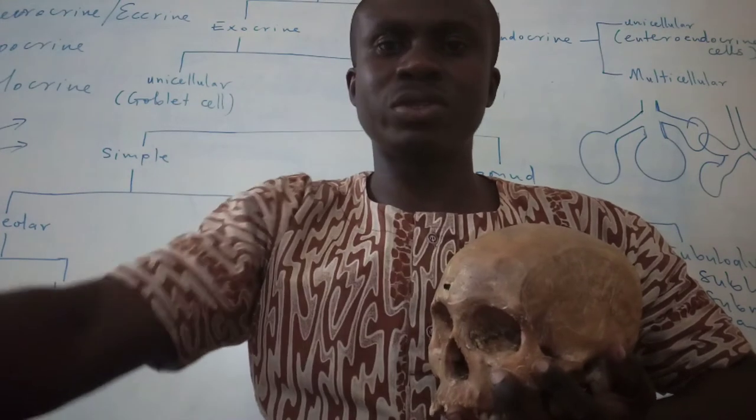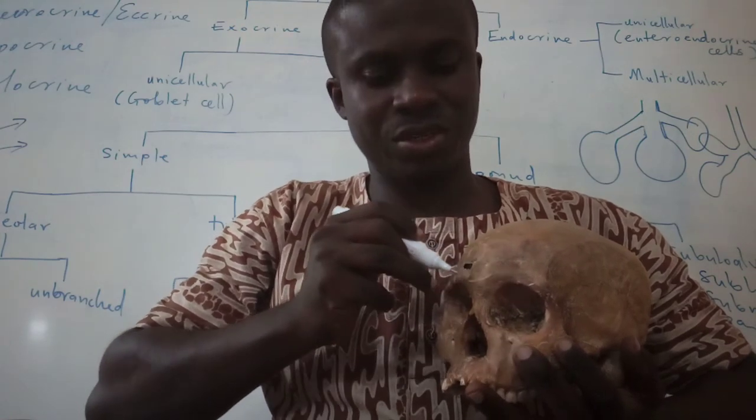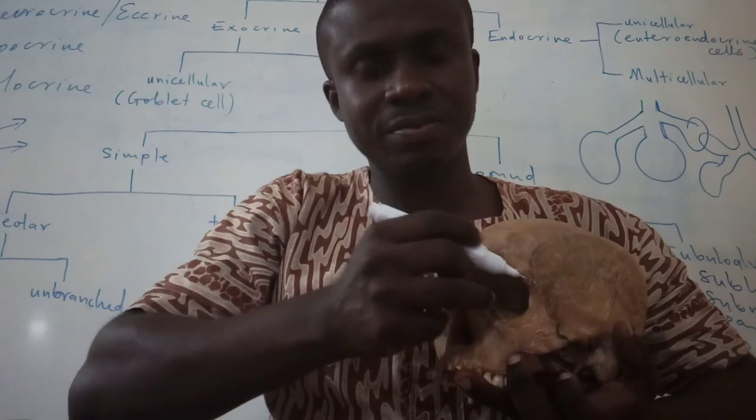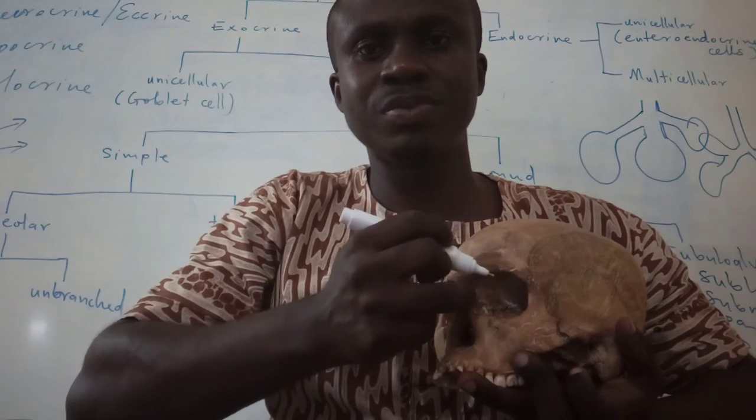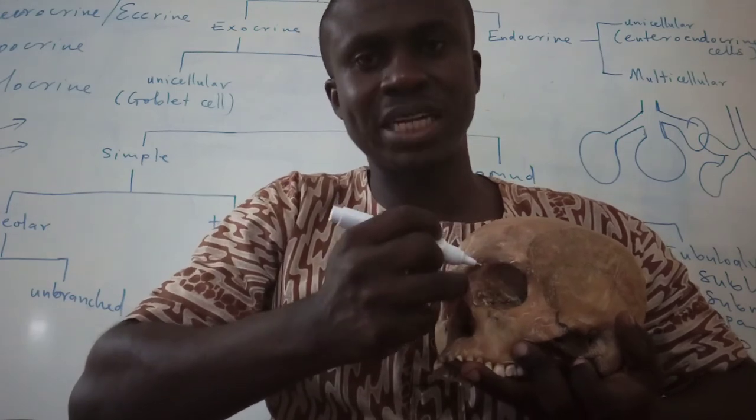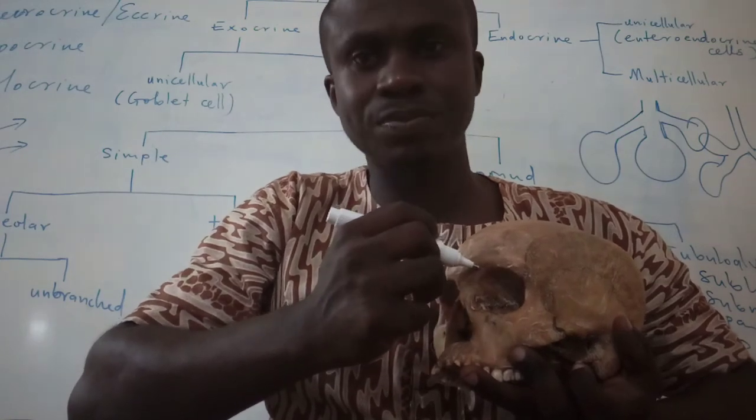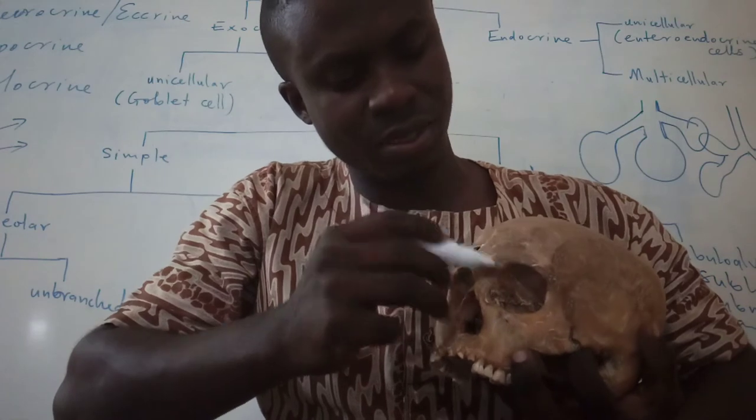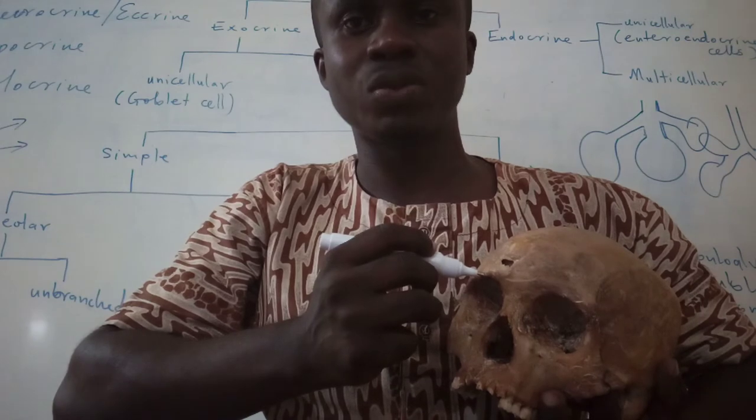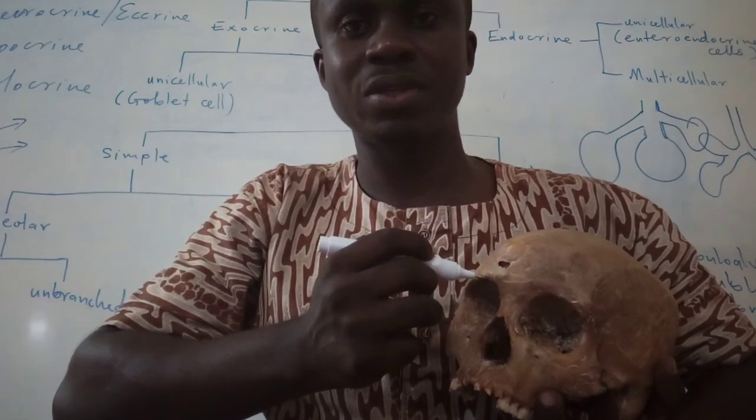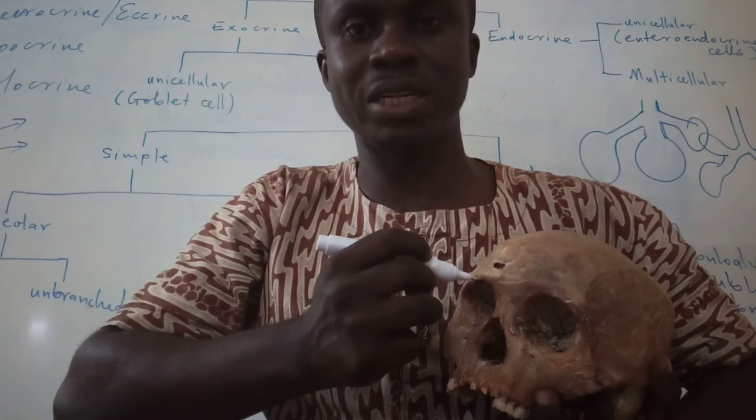Then as it descends, it gives this ridge that you can find here, or here. This ridge is a thickening of the frontal bone, forming what we call the supraorbital margin, because it's above this orbital socket that you find here. Now this supraorbital margin in life will be interrupted by a foramen, which is known as the supraorbital foramen. But sometimes this foramen is incomplete, therefore it forms a notch, the supraorbital notch.